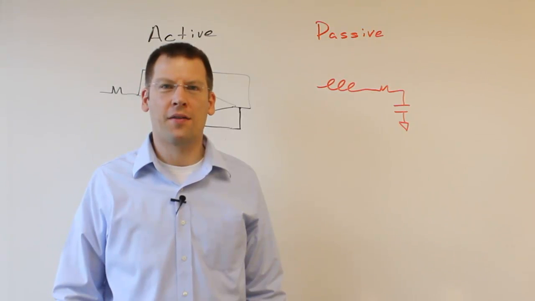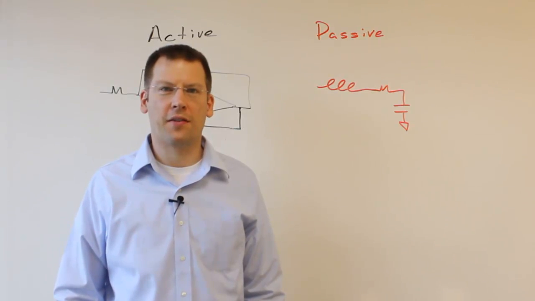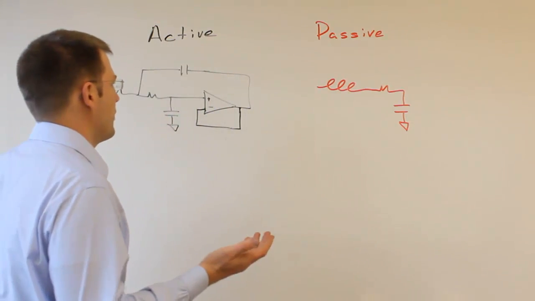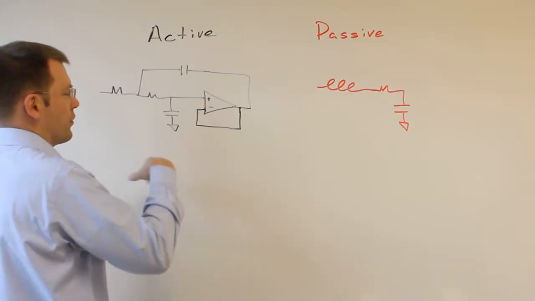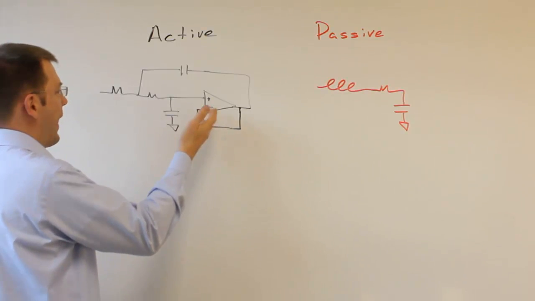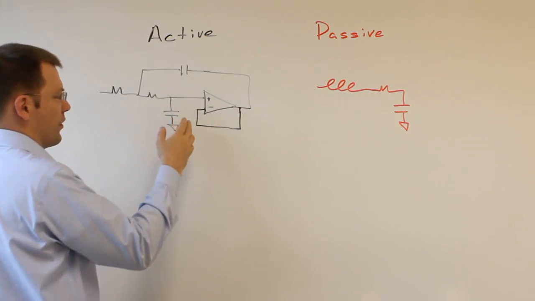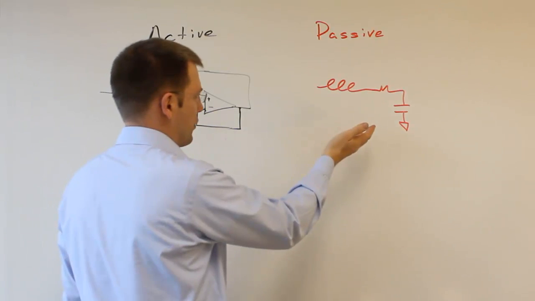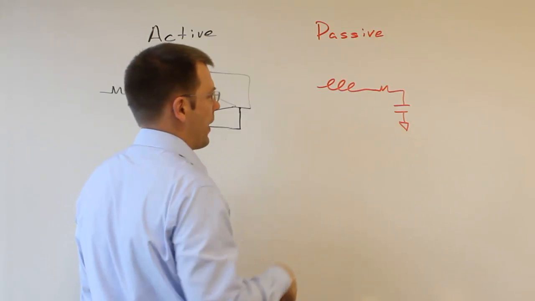Hi, my name is Matt Duff, and today we're going to talk about active versus passive filters. If you've decided you want to do an analog filter, you basically have two choices, active or passive. Active filters just use an active element in the filter design, like an op-amp, basically something that requires power. And passive filters don't require any elements that use power.